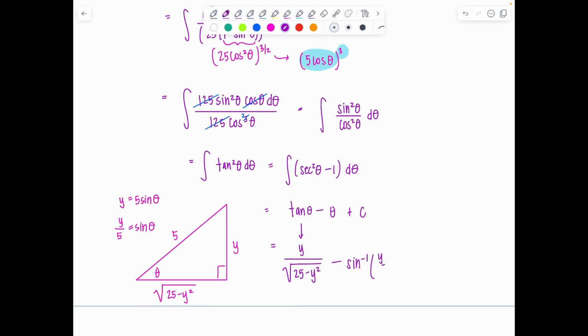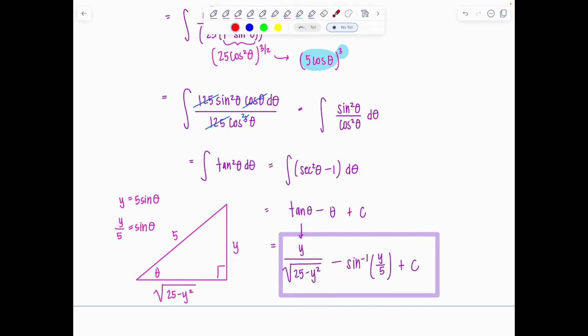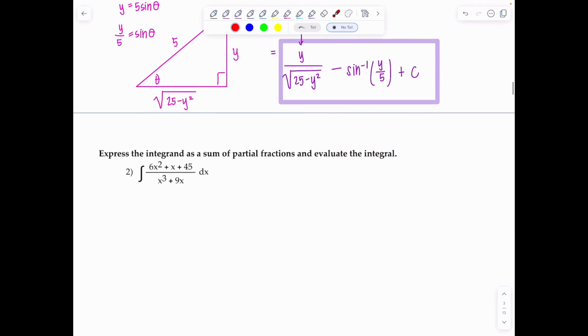Plus c. Don't forget the plus c. You need to put plus c immediately, as soon as you have taken the antiderivative here. You see, I have no more integral sign, I have no more differential. It needs to be there every step of the way until the final answer. Okay, that's it. That was the first one. They did really well. Moving on.